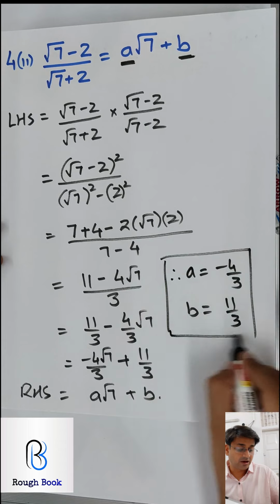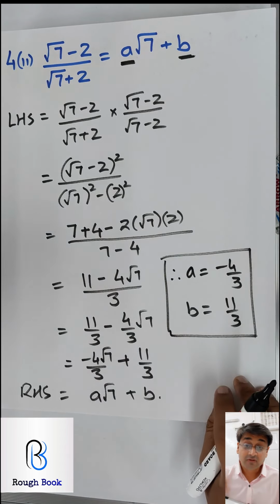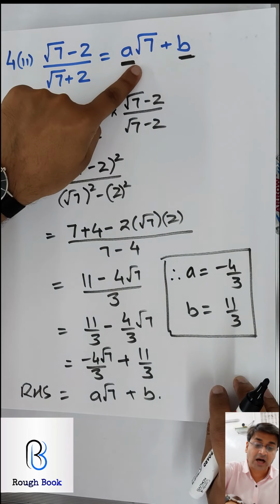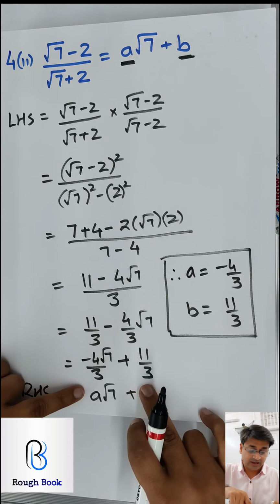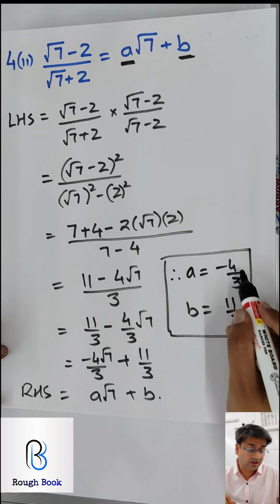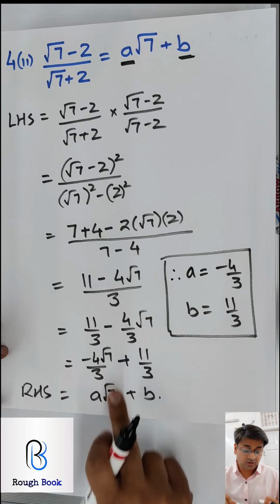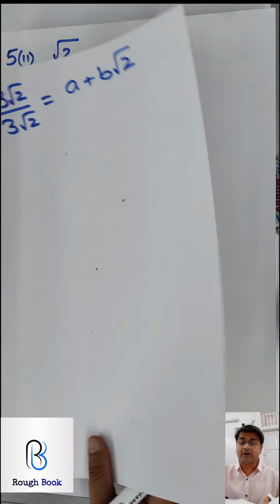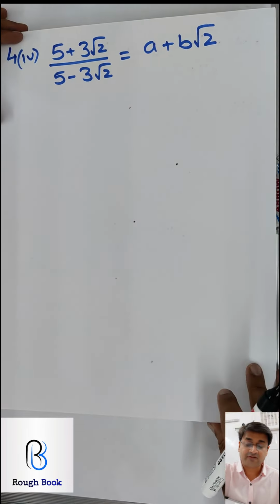Do you understand now how to go about it? Yes, very good question. You just have to solve normally and in the end connect this to the RHS and pick up the values of a and b. I have seen many a time people writing the value of a as minus 4 root 3 root 7. So this root 7 is not going to be a part of it, okay? Keep that in mind. Likewise, let's move to the next one, 4 part 4.